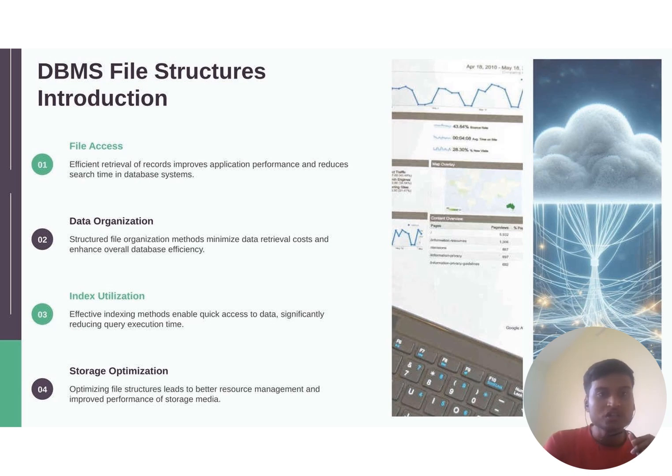Then moving ahead to the DBMS file structures introduction. There are a total of four aspects: file access, data organization, index utilization, and storage optimization. First, file access is the efficient retrieval of records, which improves application performance and reduces search time in database systems. Next is data organization. Structured file organization methods minimize data retrieval cost and enhance overall database efficiency.